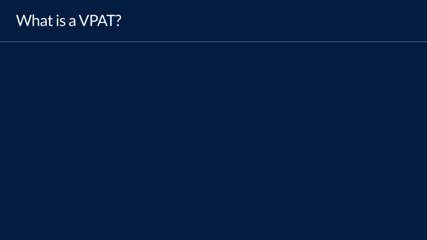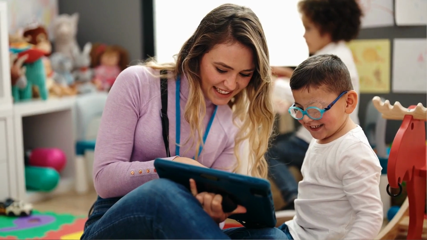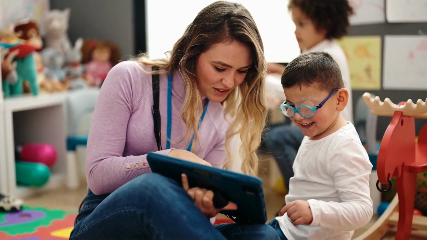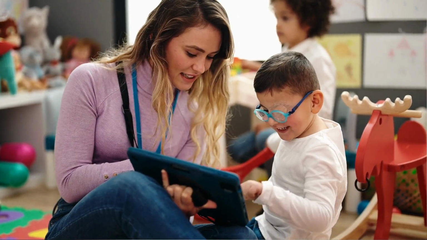A VPAT, or Voluntary Product Accessibility Template, is a document prepared by vendors that describes how well their product conforms to the accessibility standards of Section 508 of the Rehabilitation Act. Many school districts require vendors to provide VPATs as part of their procurement process to ensure that the EdTech tools they purchase meet accessibility standards.